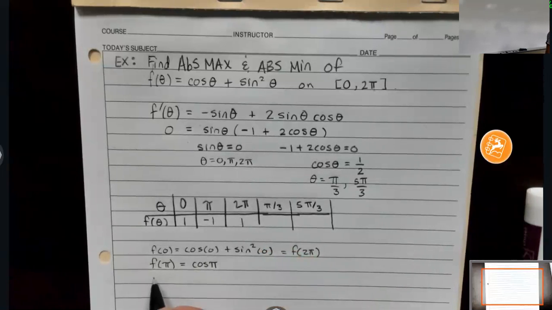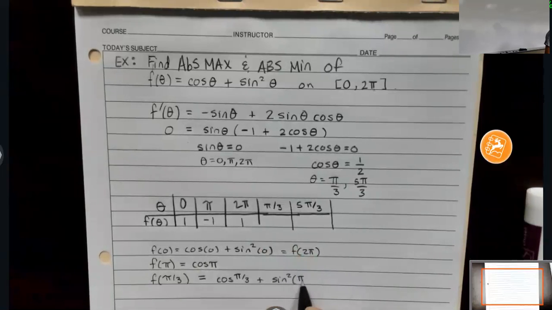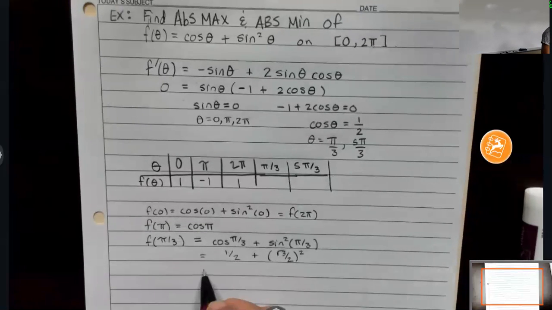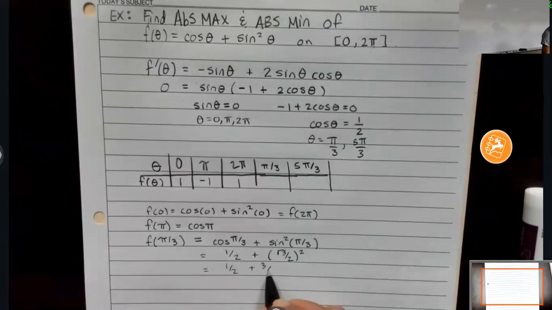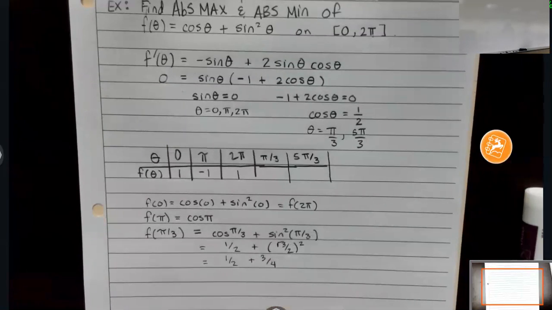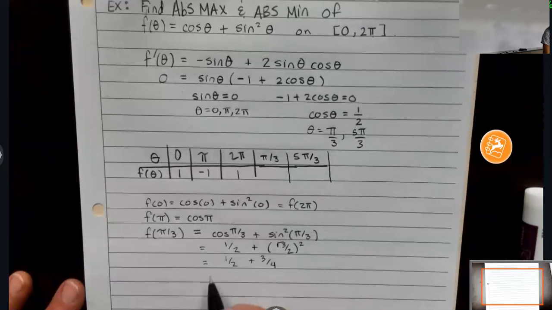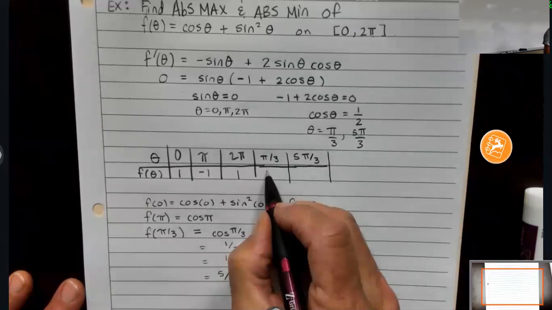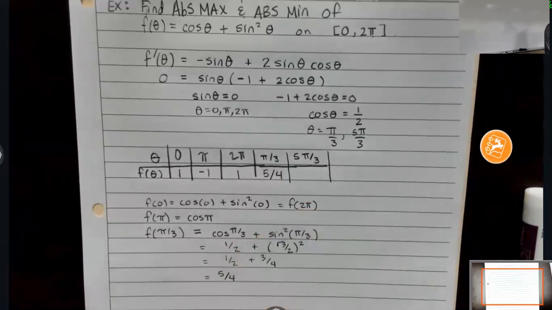So now let's try pi thirds. Cosine of pi thirds plus the sine squared of pi thirds. We knew cosine of pi thirds was a 1/2. That means sine of pi thirds is square root of 3 over 2, and then we get to square it. So that's going to be a 1/2 plus 3/4. 2/4 plus 3/4 is 5/4. And then the last one is 5 pi over 3.